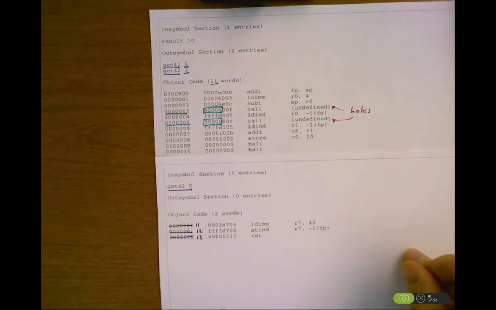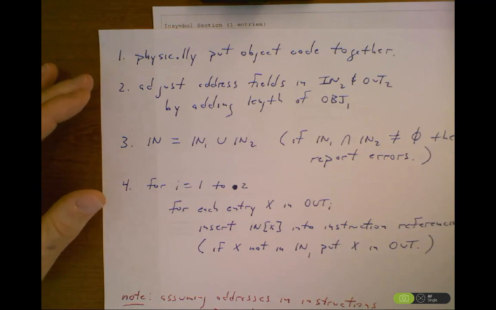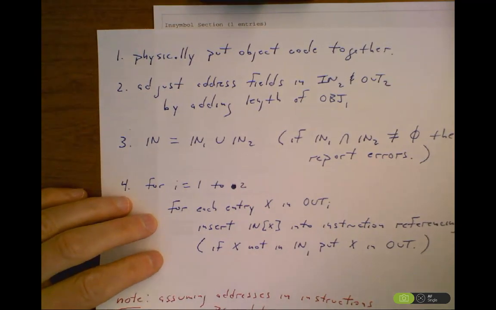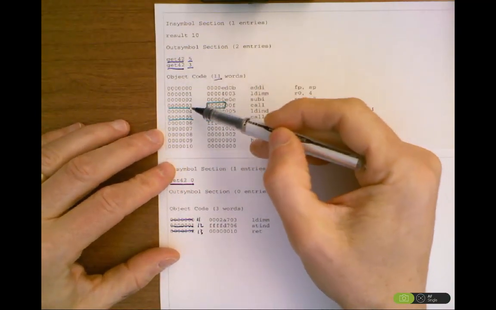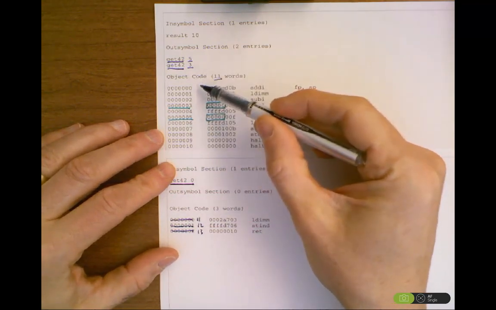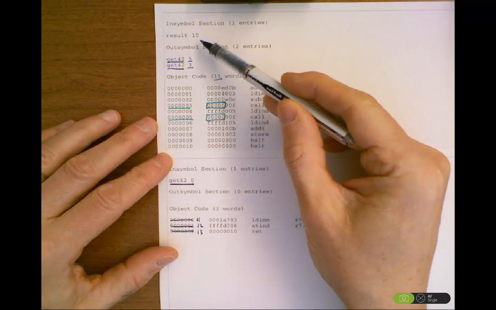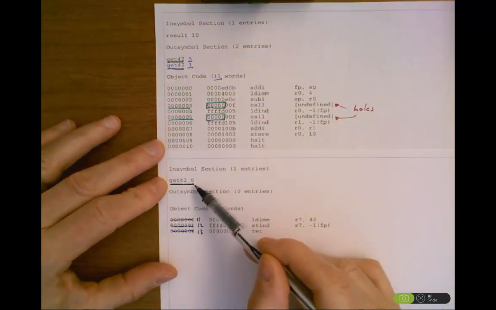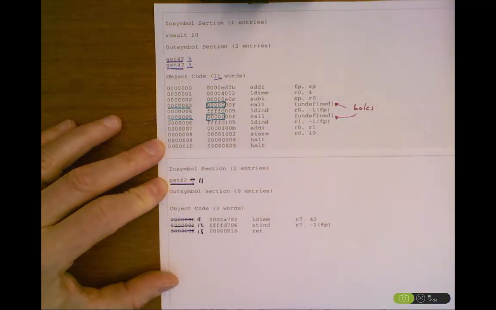I'm going to go back to my outline for the algorithm. Right, step 1 was physically put the object code together. Step 2 is adjust the address fields in the in symbol and out symbol section for the second file. Notice the first file, the 5 and the 3 in the out symbol section are still good, right? Those didn't have to be adjusted. They're going first. The beginning of the code is still at address 0, and the result is at slot address 10. That's still good. But in the second file, get42 is no longer at 0. Rather, it's at 11. Okay, so that's step 2, adjust those.